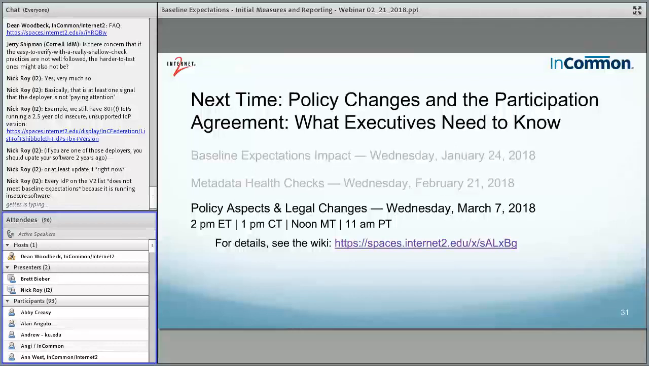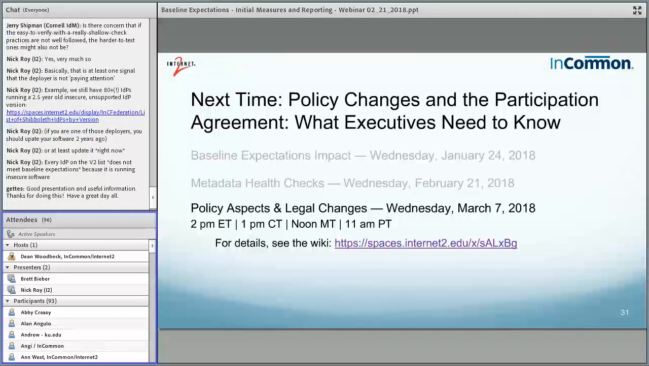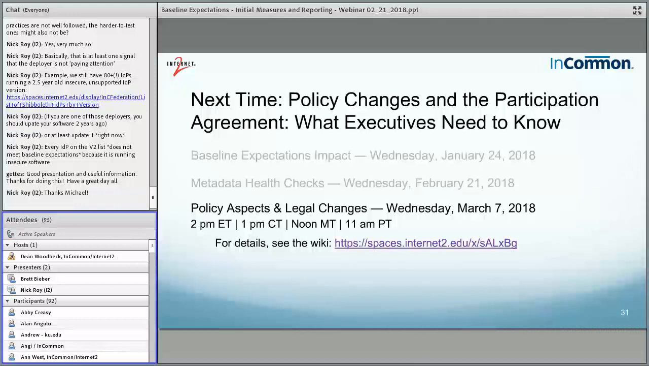So Nick also mentions here baseline expectations with regards to security and running IDP software that is out of date. And so that's an interesting aspect and really helpful for us to discuss. When we want to meet elements of security, how do we do that, and how do we verify it remotely if we wanted to?